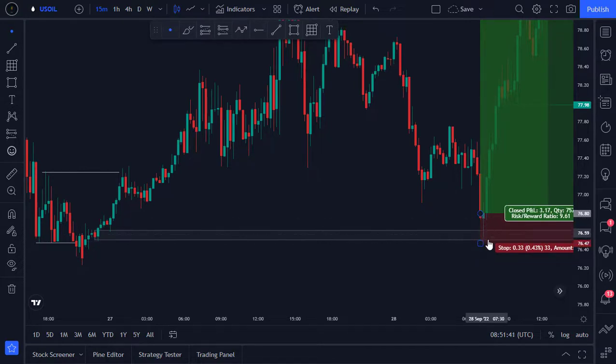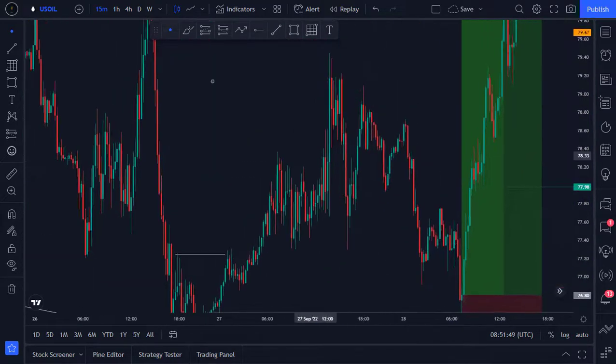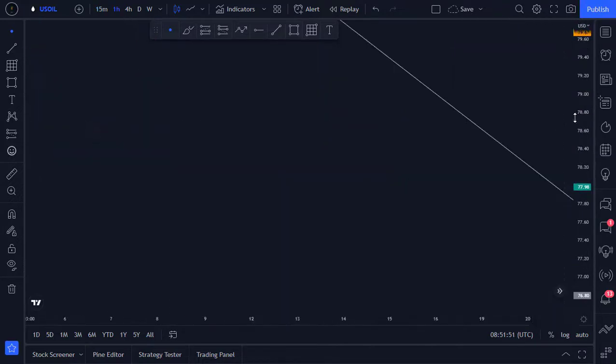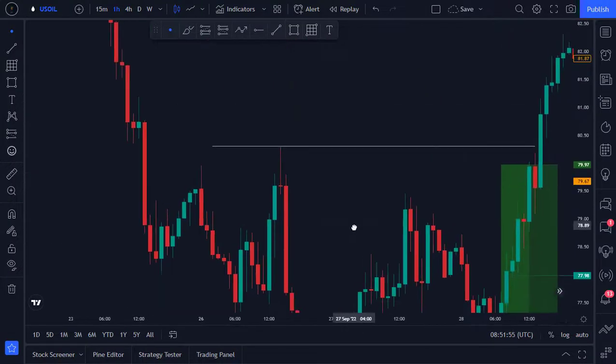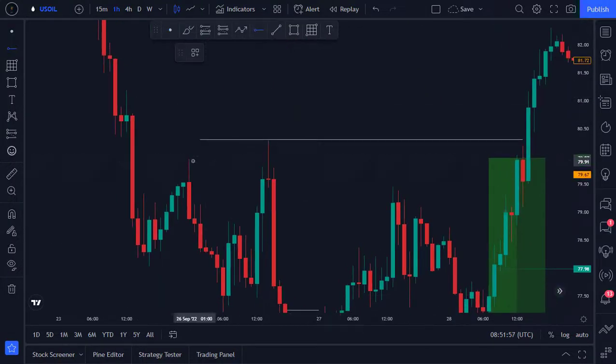Once I got this weak rejection candle in my order block, I set my entry on the next candle. The next candle that opened, I took the trade from there, and my target was here, at this previous key level.